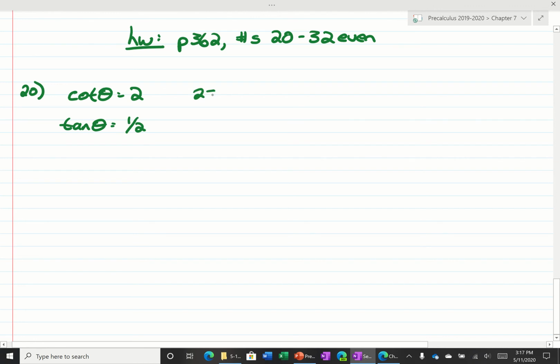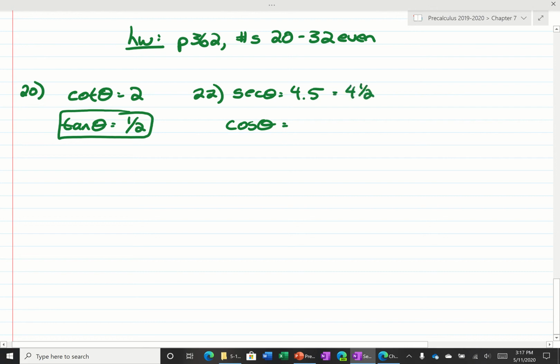For number 22, it says if secant of theta is 4.5, find the cosine of theta. Well, 4.5 is the same as 4 1/2. 4 1/2 is the same thing as 9/2. So if we take the reciprocal to get cosine, we would get 2/9.